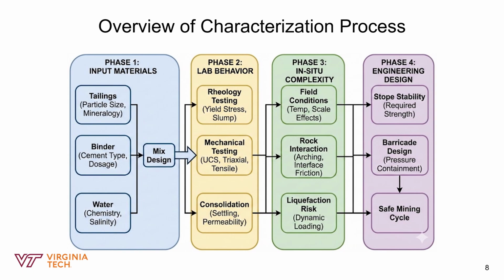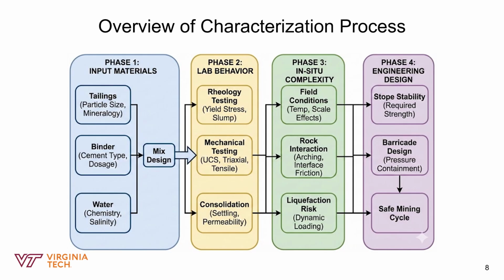But the lab data isn't enough. We must consider phase 3, which is in situ complexity. Underground conditions are different from laboratory conditions. Underground, we have elevated temperatures, massive scales, and the interaction with rock walls that introduces stresses to the backfill. But in the laboratory setup, we may or may not have stresses, depending on the kind of test we do in the lab. So this third phase just adjusts our laboratory numbers so we can match reality.